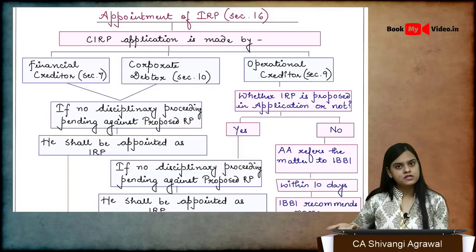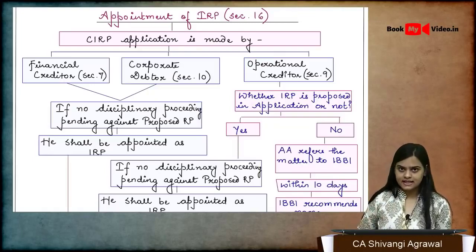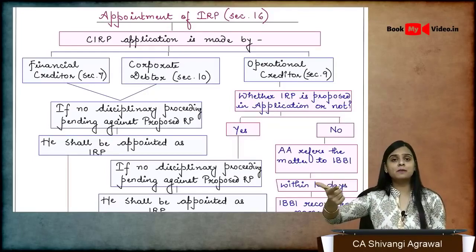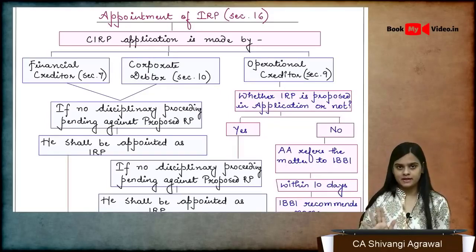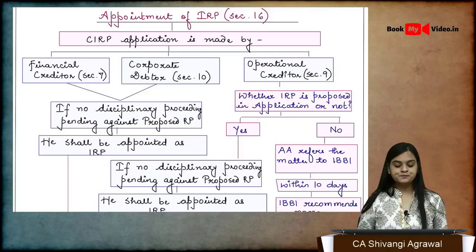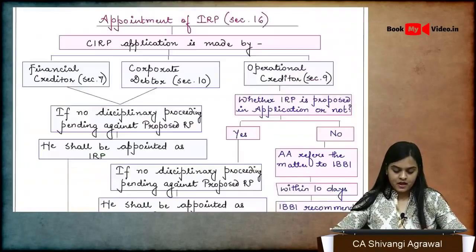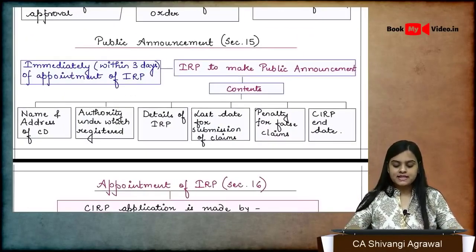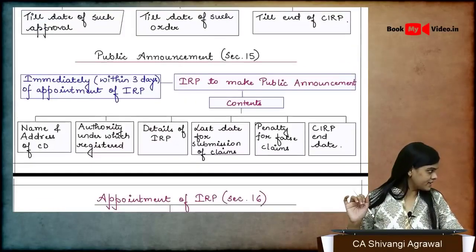So if they had proposed the name and no disciplinary proceeding is pending against that person, he will be appointed as IRP. Supposedly, an operational creditor files an application and does not propose any name, then the matter will be referred to the IBBI, and IBBI within 10 days will suggest a name who will be appointed as IRP, right? So likewise, the appointment of IRP is going to take place. Once IRP is appointed, within 3 days. I hope it's clear, right?